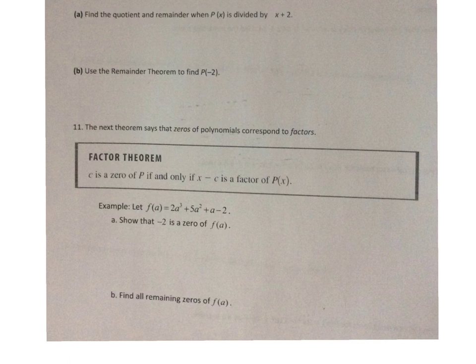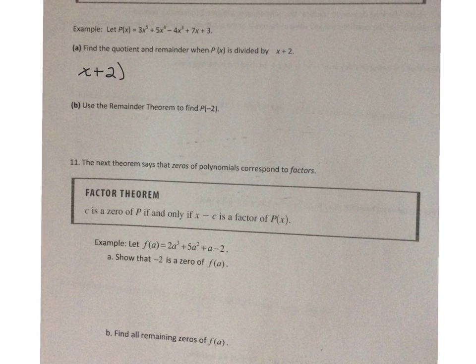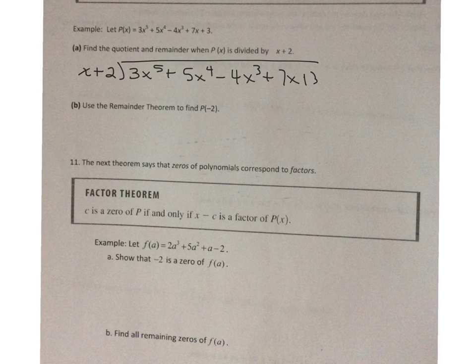So let's just go through this. We're going to use long division. It says A, find the quotient and remainder when p of x is divided by x plus 2. So you know how to long divide, so let's go ahead and do that. I'm going to save some time by letting you do it. I'll start you out. So p of x is 3x to the 5th plus 5x to the 4th minus 4x cubed plus 7x plus 3. And warning, you do not have enough space on this note sheet, so go ahead and do that on another sheet of paper, and I'll come back with you in a minute.